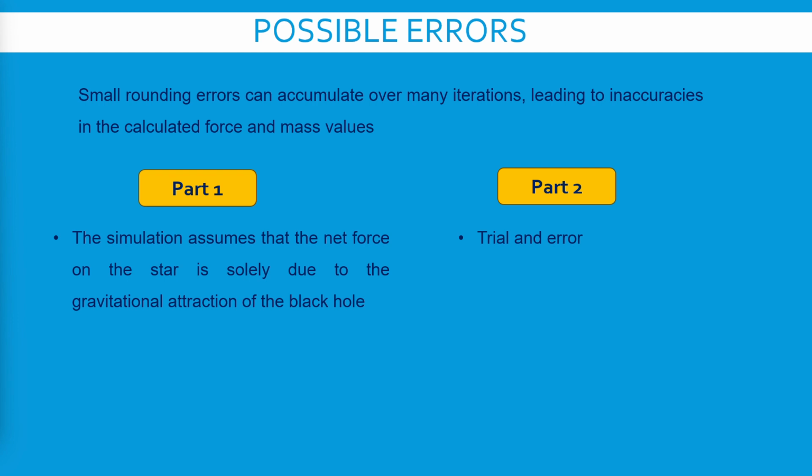So, some possible errors. In general, the rounding errors could have impacted the results as they accumulate over each iteration, creating bigger and bigger inaccuracies in our data. Specifically for part 1, we assume that the net force on the star is solely due to the gravitational force attraction of the black hole. And this can cause some inaccuracies because in reality, it could be affected by other bodies in space that affect the star's motion. And the errors that arise for part 2 are mainly because of the method we used to obtain the data, which was trial and error.